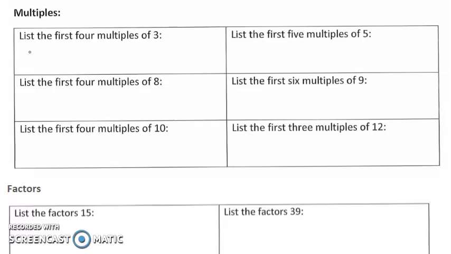List the first four multiples of 3, because it says first four multiples. So we are looking at one by one. The first one should be 3. We have one lot of 3, so that will give us 3. And we're going to have two lots of 3, so 3 times 2 will give us 6. And we're looking at 3 lots of 3, and that will give us 9. And the fourth one will be 4 lots of 3, so there will be 12. So the first four multiples of 3 will be 3, 6, 9, 12.